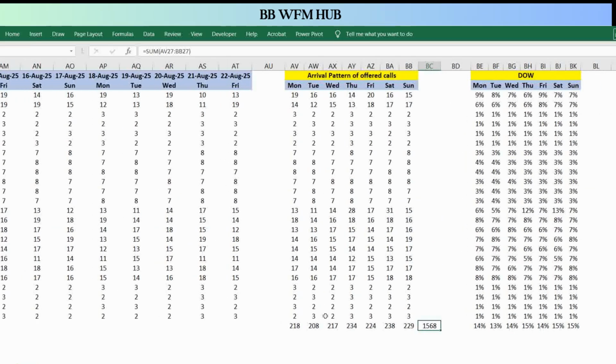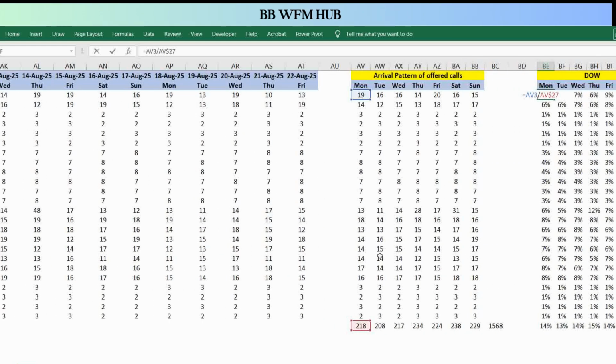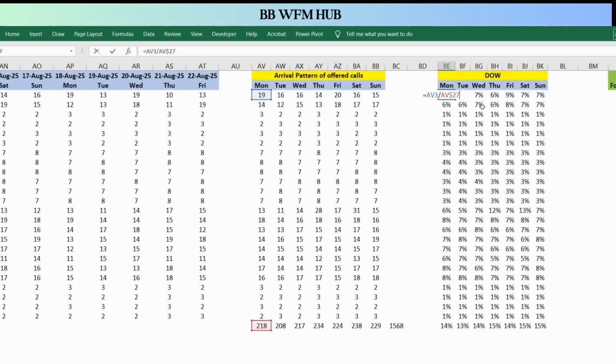Now let's calculate the DOW. Here we have the day volume, the week volume, and the interval wise volume. For the DOW of the interval, we need to divide our first interval by the total sum of the day. For example, as per this data, we got 19 calls in the first interval out of the total 218 calls that came on Monday. So we divide 19 by 218, and we got 9%. This is how we calculated all the interval wise patterns.